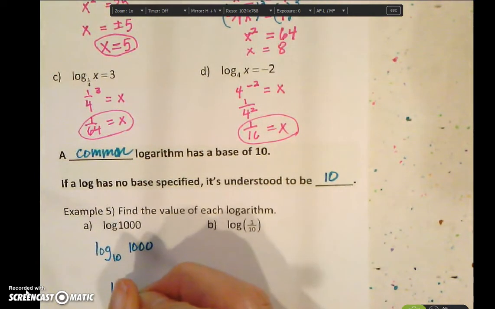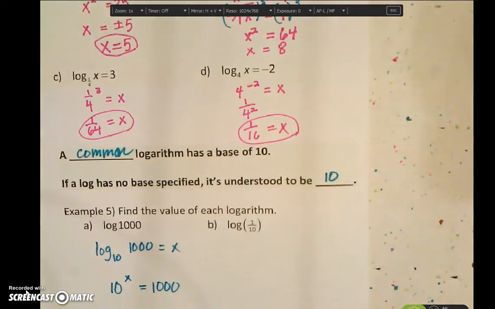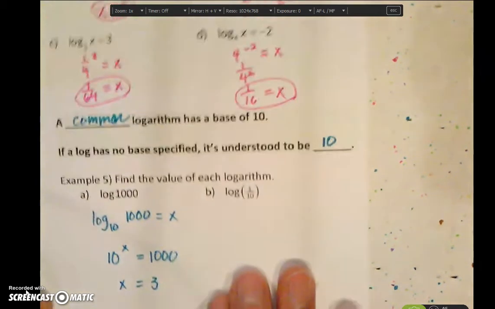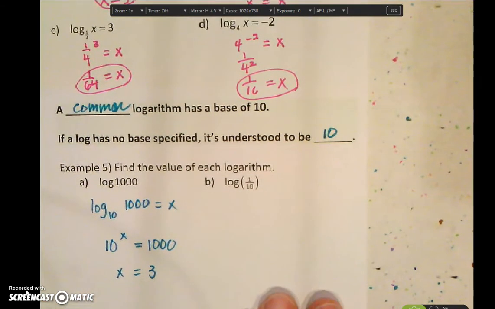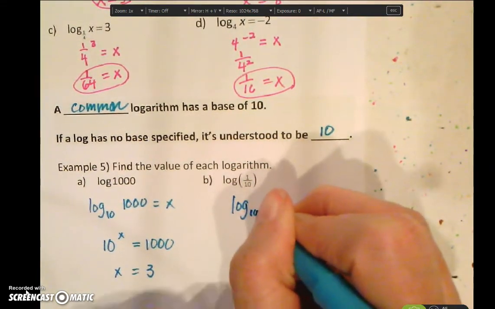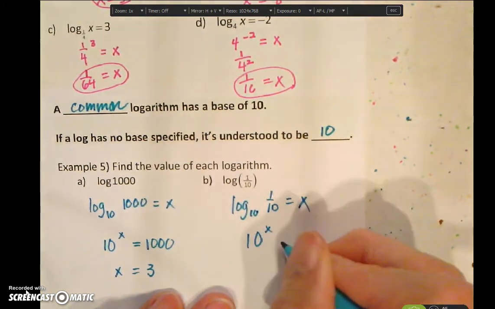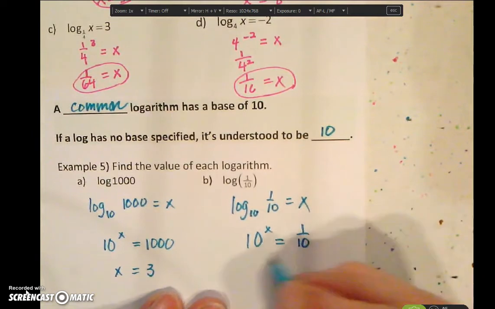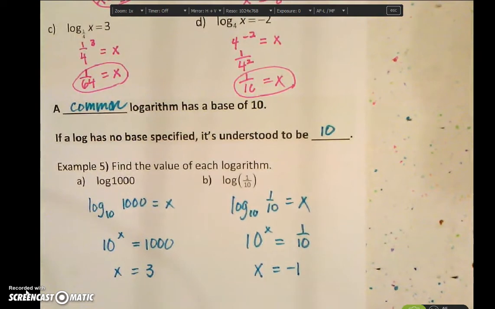And so then you get 10 to some power is equal to 1,000. So we're looking for that power there. And then that means that x is equal to 3. You can count those zeros. There's 1, 2, 3 zeros. So that's going to give me x is 3. And you can see now why that's a nice base to have of 10. Here I've got, again, log understood to be base 10 of 1/10. So 10 to what power is equal to 1/10? Well, that flips, so it means that x is going to be a -1.